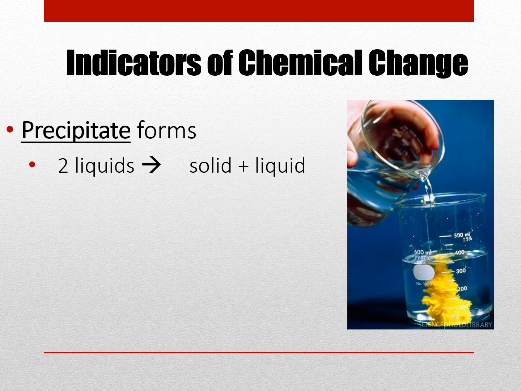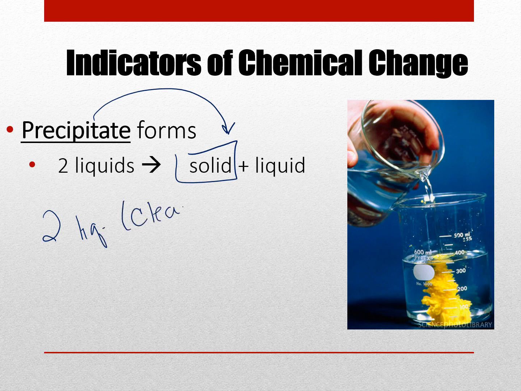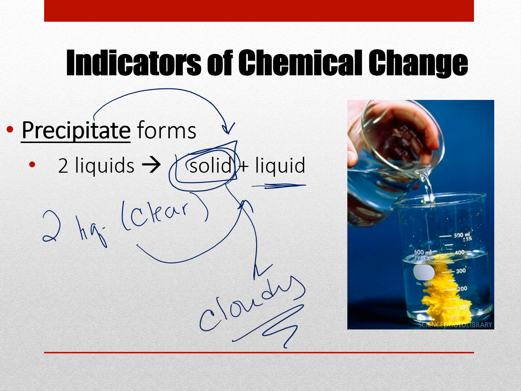Precipitate. So this is what's crazy. A precipitate is known as a solid. Okay, a precipitate is a solid. It's not like water, it's not precipitation. But what is happening with a precipitate is you actually have 2 liquids that are clear. Now, they could be colored, but they are totally see-through. And what happens is when you combine those 2 liquids, what you'll get is a liquid, but you'll also get something that is cloudy. When it is cloudy, that is a solid.